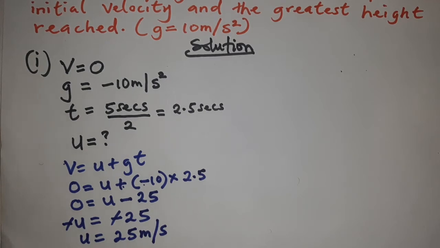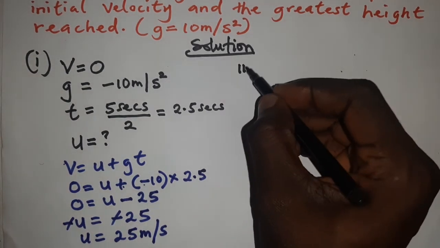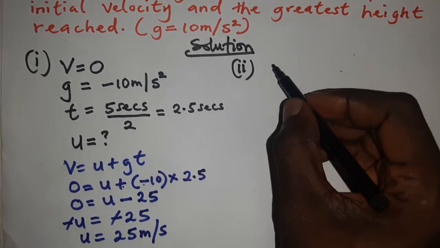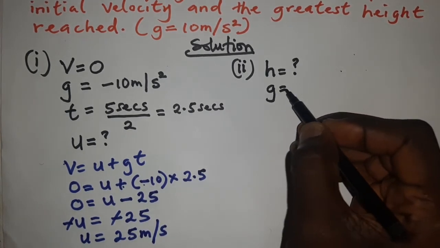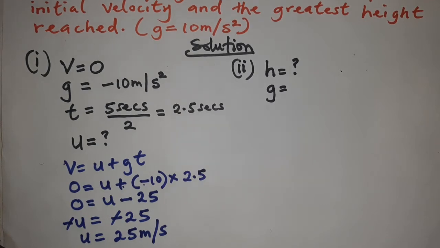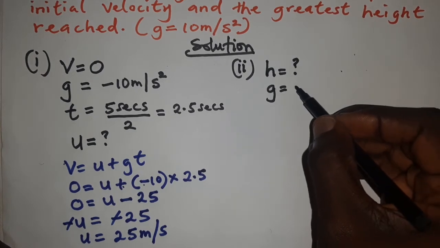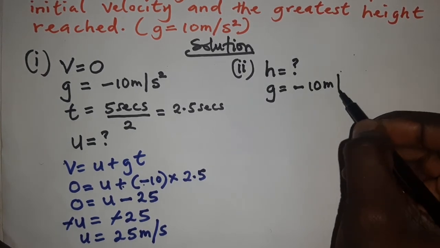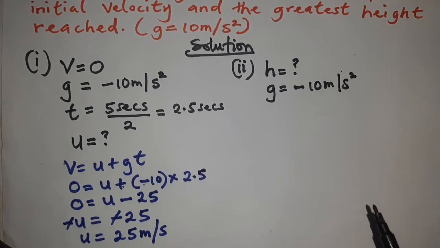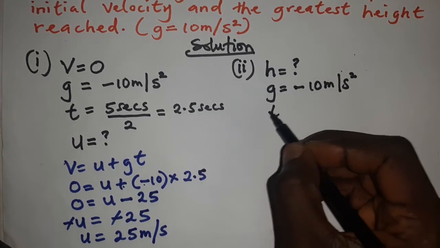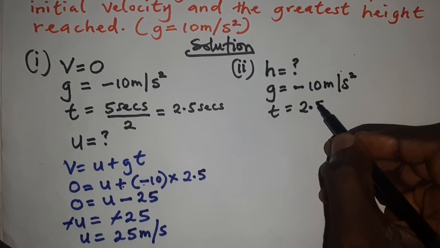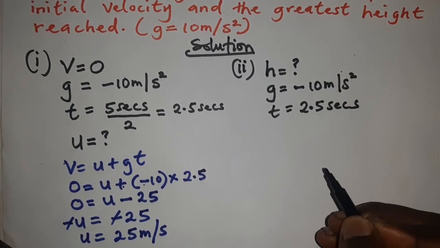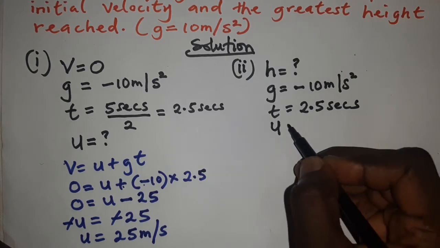Then for question 2, they say we should find the greatest height. So greatest height is h, and we're going to put a question mark. Of course, we still have our g, and it is still going up to that greatest height, which means it is also experiencing retardation. So our g will still be minus 10 meters per second square since it's experiencing retardation while going up. What else do we have? Our time is still 2.5 seconds because it is half of the total time, since it's going up.